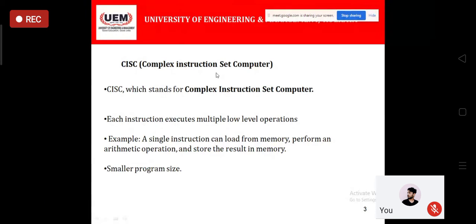You can think that CISC is the complex instruction set architecture, and as I told you, multiple low-level operations can be done in one instruction. Suppose you are using a MUL instruction, a multiply instruction. Within one instruction you are doing everything: you are loading something from memory, doing some multiplication, and again storing something in memory. So a memory fetching operation is there. Any doubt?